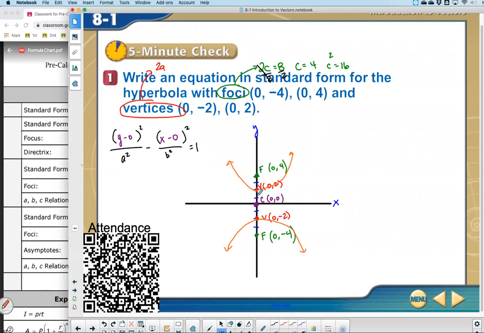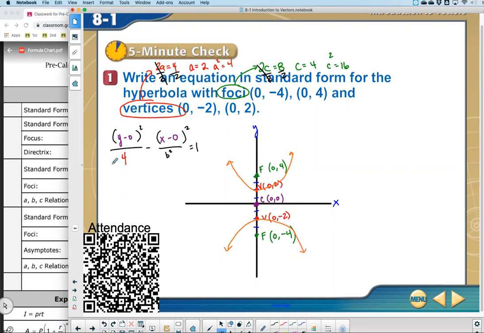Well, let's see, 2a, that's the value from vertex to vertex, which is 4 units. So coming back here, 2a would equal 4. And if I isolated the a value, what does 1a equal? If 2a equals 4, what does 1a equal? 2. And what's frequently needed is a squared. What is a squared going to equal? 4. So I could put a 4 in here for a squared.